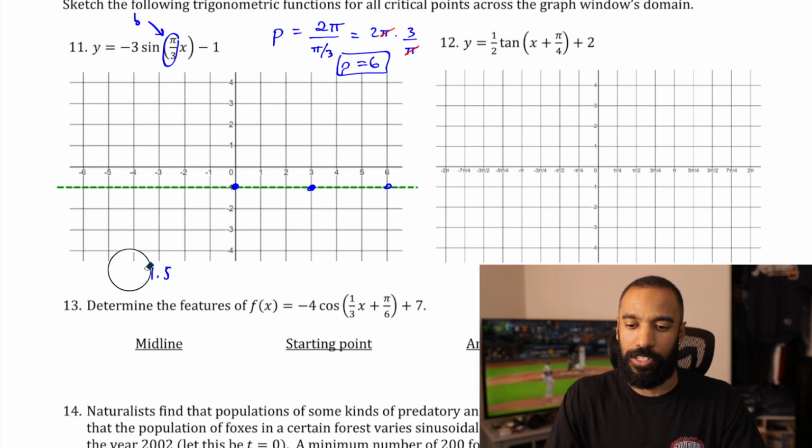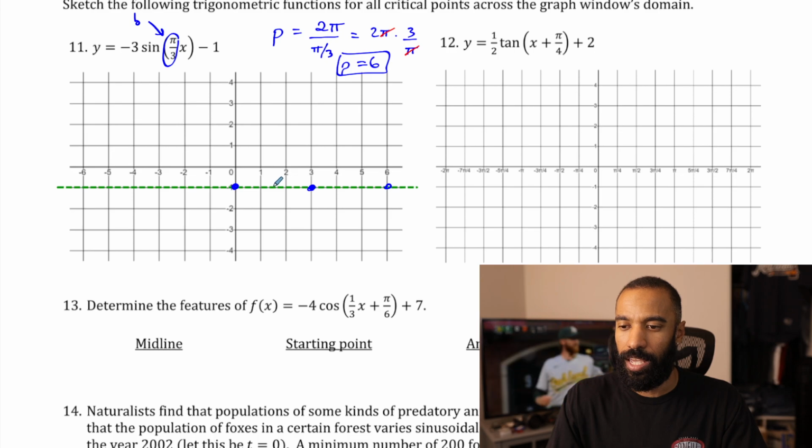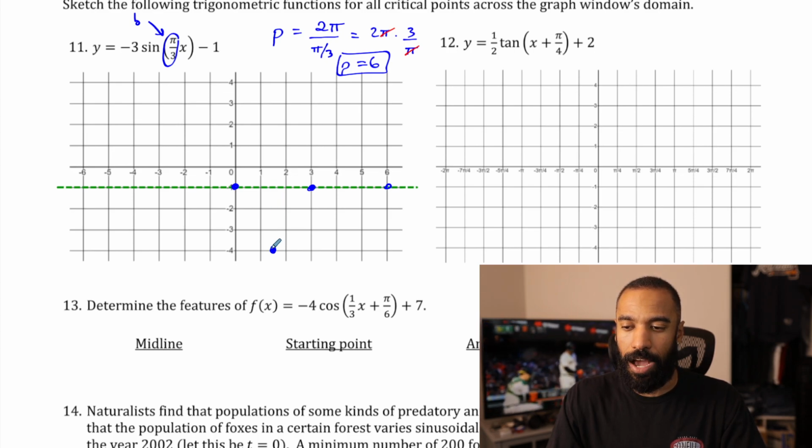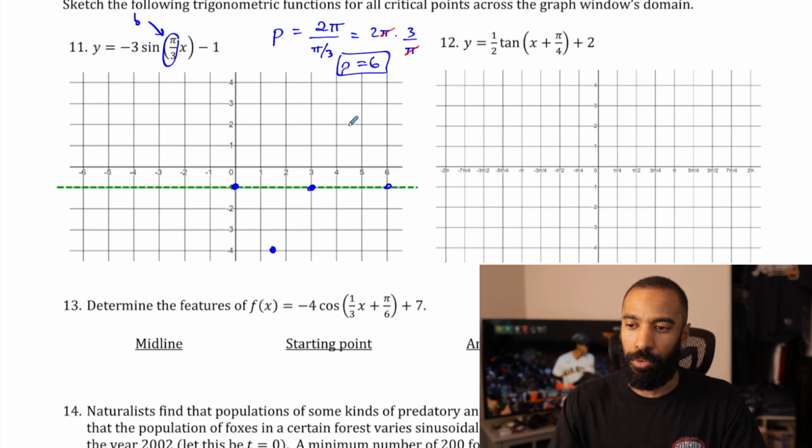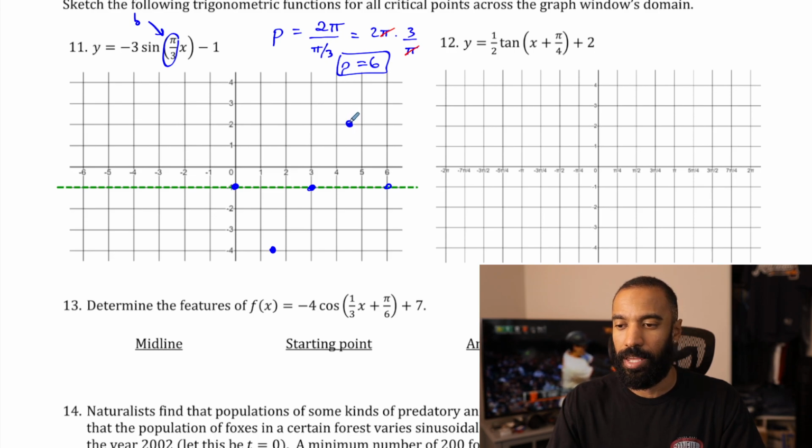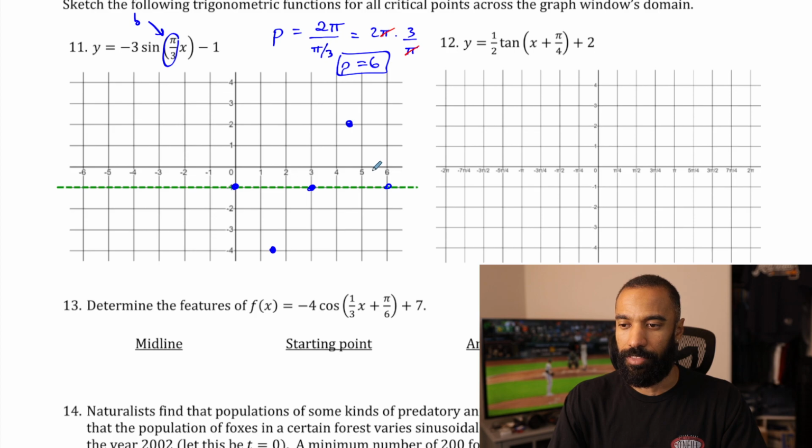So 1.5 is the amount that I want to go before I hit every peak and trough. So 1.5 is right there. That's where we will go down first, 3 down from there, and we will hit that trough. And then we'll come up and go 3 up again, or 3 up the first time, and hit a peak and back down to midline, which would complete a single cycle of this right here.